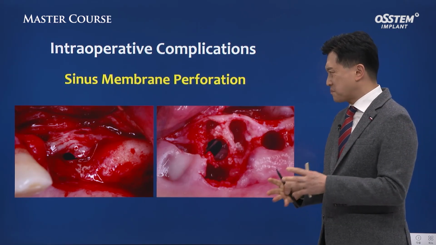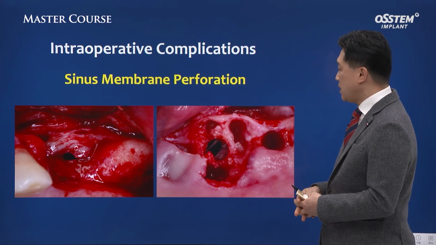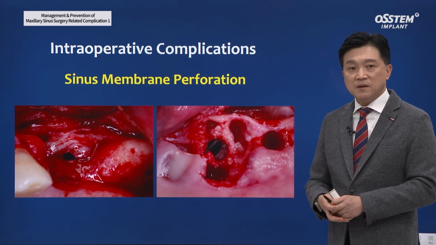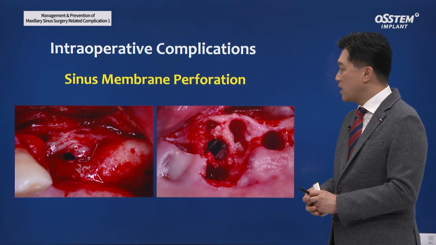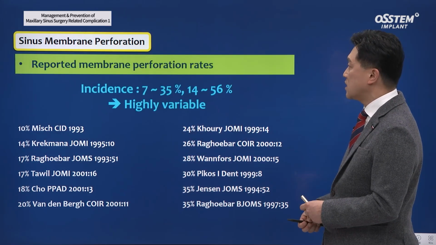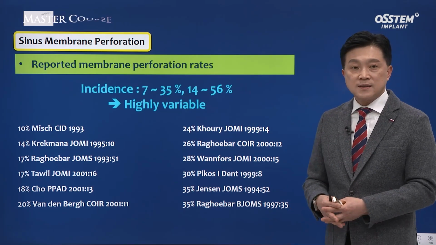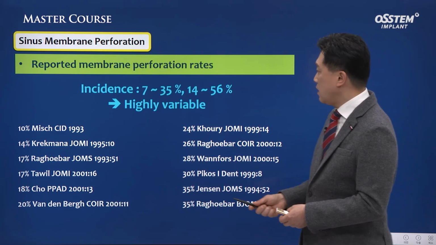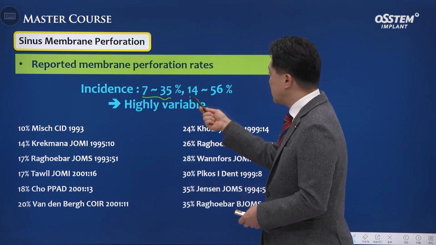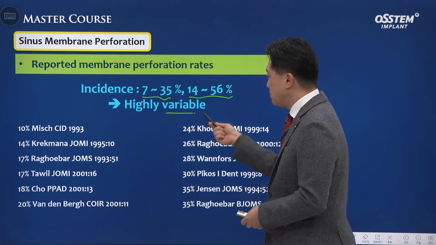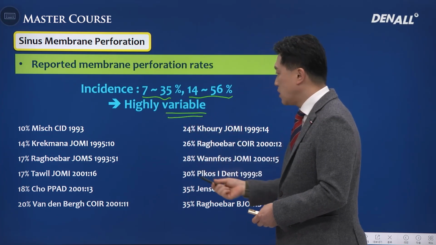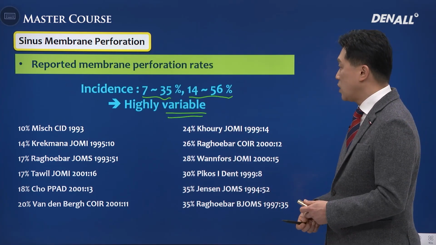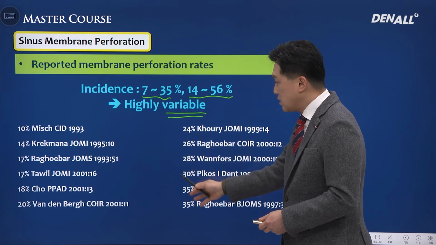Next, I want to talk about sinus membrane perforation, which occurs most frequently. Any dentist performing sinus surgery continues to come across membrane perforation. If you look at the literature, the possibility of sinus membrane perforation is about 7 to 35% or 14 to 56%. It's very prevalent. This is a very common complication. Depending on the journal, the level of incidence is different.